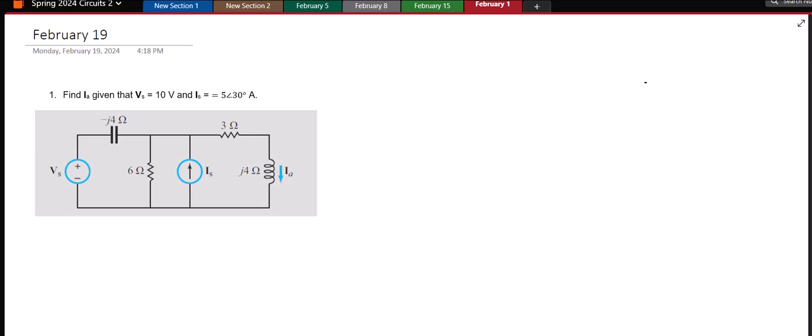In this problem, we will find IA, the current going through that inductor on the right, given that we know VS and IS.